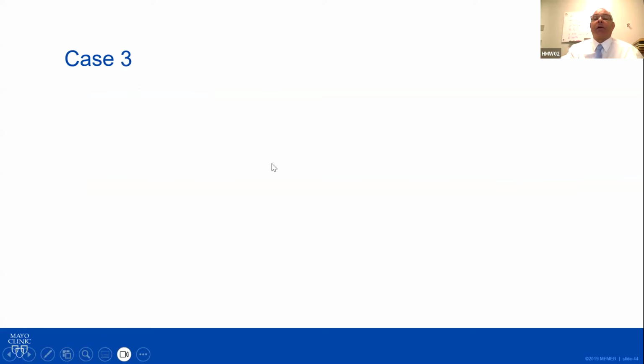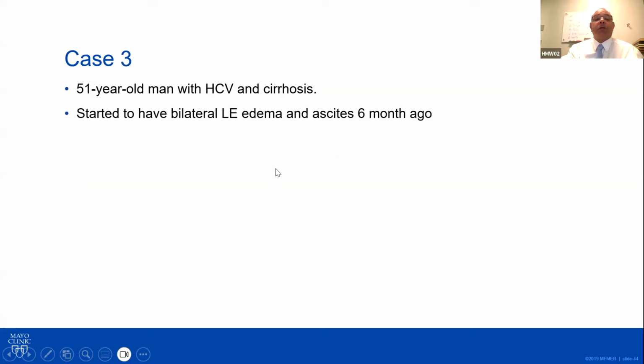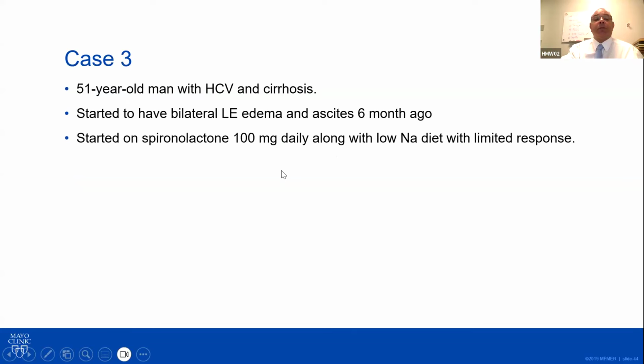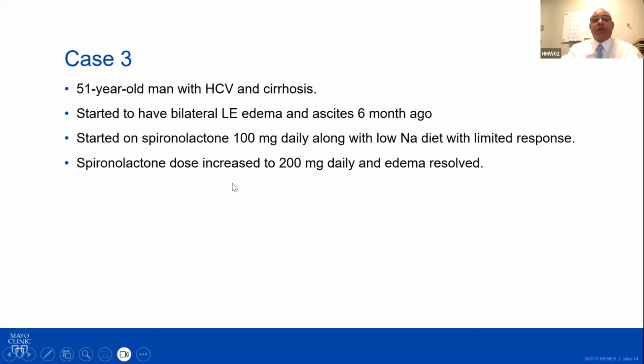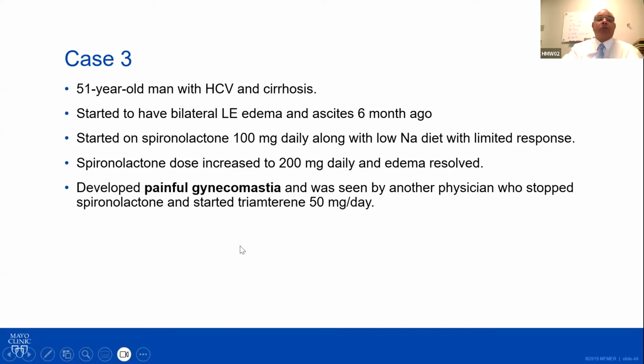Case 3. A 51-year-old gentleman with hepatitis C and cirrhosis. Just 6 months ago, he started to have ascites and lower extremity edema. He was started on aldactone, 100 milligram a day with a low salt diet, but had limited response. He saw his doctor 2-3 weeks later, who increased his aldactone to 200, and he had a wonderful response.